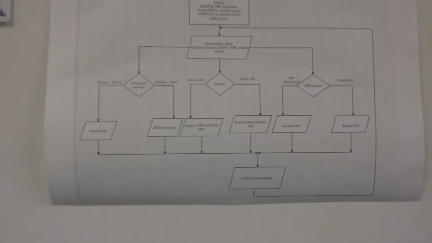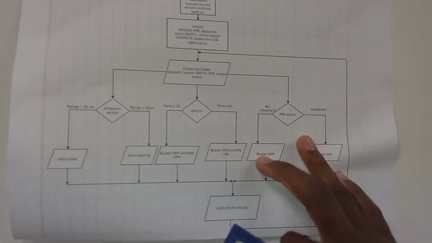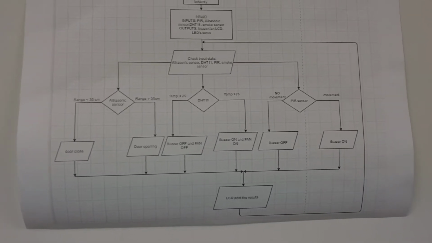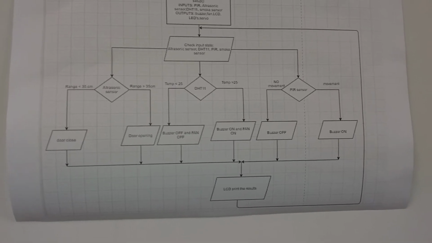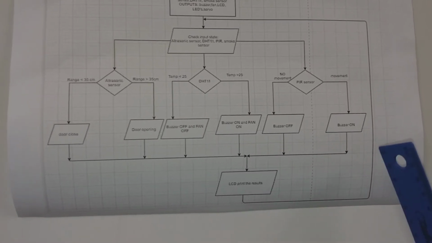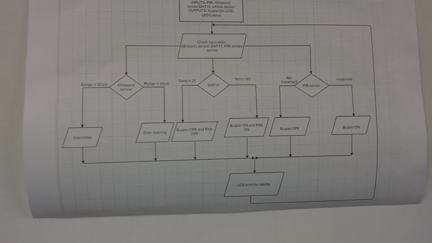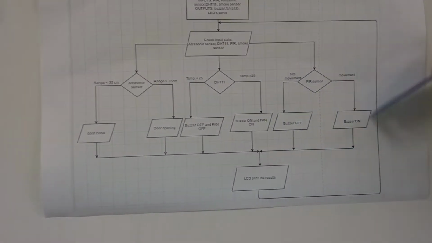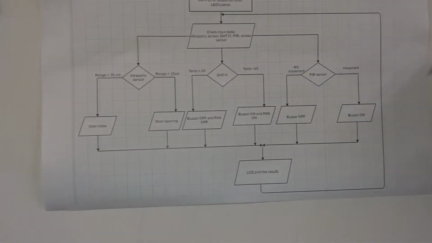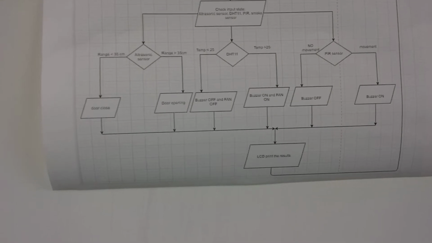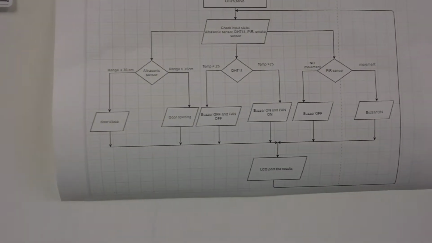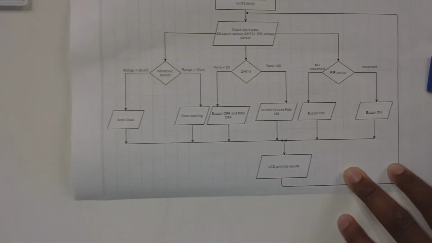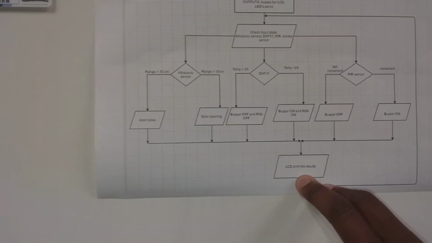So the next sensor is the PIR sensor, which will detect any motion that is happening outside. If there's any movement outside, the buzzer will turn on, but if there is no movement, the buzzer will be off. I added the PIR sensor because it will be used at night for intruders. And then all the information that is coming from the sensors will be displayed on the LCD.